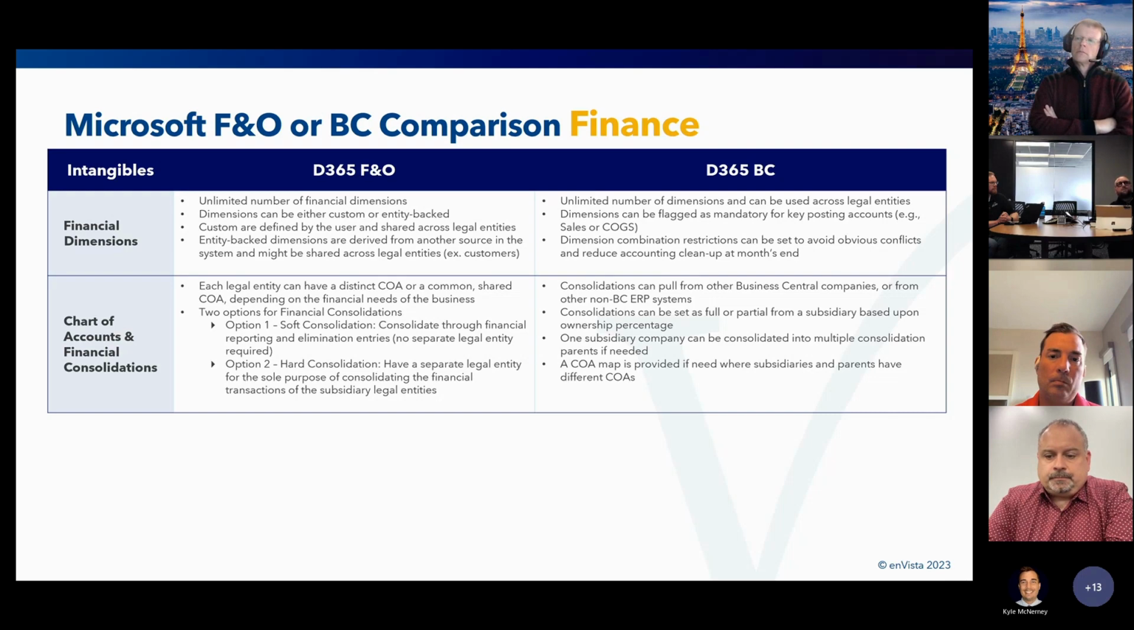And F&O has two options. You can do a soft consolidation, where you consolidate just through financial reporting and you don't need an extra legal entity, or you can do a hard consolidation where you have a separate legal entity for the sole purpose of consolidating those transactions. But then for BC, they also have that same robust kind of capability for consolidating. And one thing that I think is great with BC is you can pull in other Microsoft ERP systems into the consolidation process. So for example, if you make some kind of acquisition and that company is not on BC, you can easily import the trial balance and build that into your consolidation process.